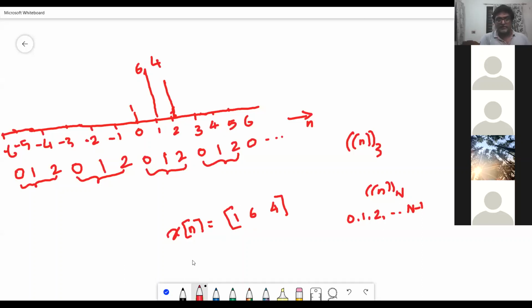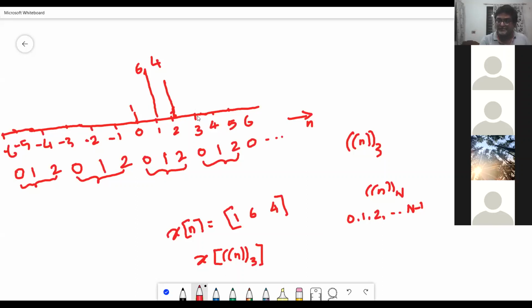Now let us look at x of n modulo 3. What will be x of n modulo 3? For these values 0, 1, 2, these are the same. Now what is x of 3 modulo 3?